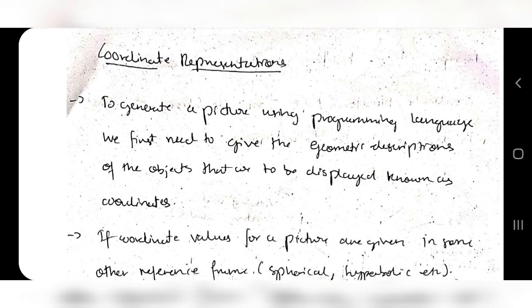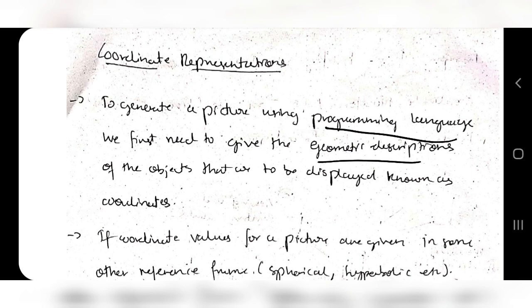Coordinate representation is a very important topic from exam point of view. So here what we have is to generate a picture using programming language and convert from the 3D image to 2D image. So let's see what are the sequence of steps followed in this transformation. To generate a picture using programming language, first we need to give the geometric descriptions, like where it is located.